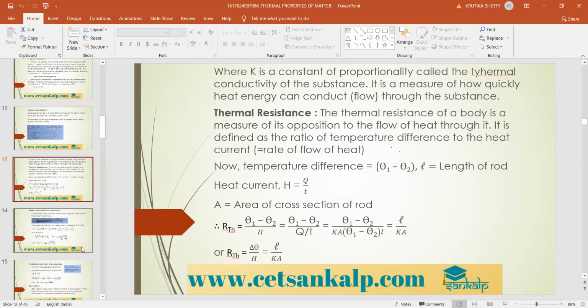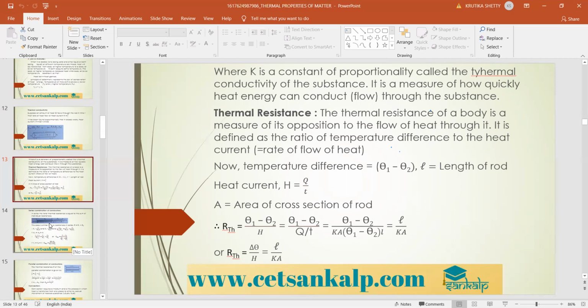So what is thermal resistance here? The thermal resistance of a body is a measure of its opposition to the flow of heat through it. It is defined as the ratio of temperature difference to the heat current.